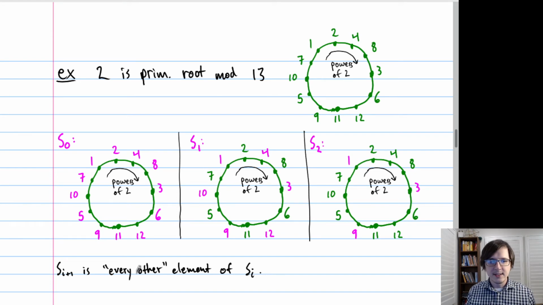So also S(i+1) is every other element of Si. That's one way to think about it. We're just dropping them off. It's like this mesh where every other tine is falling off.